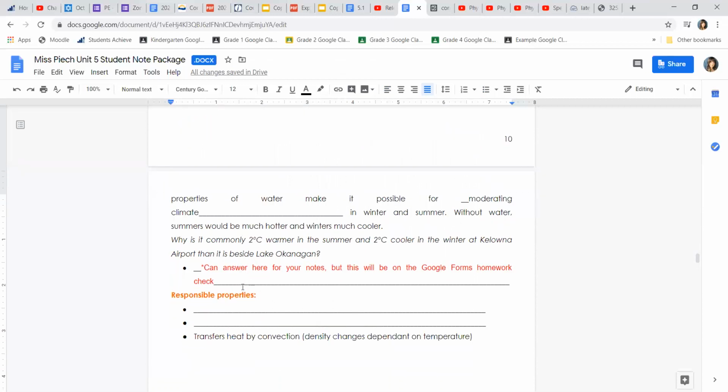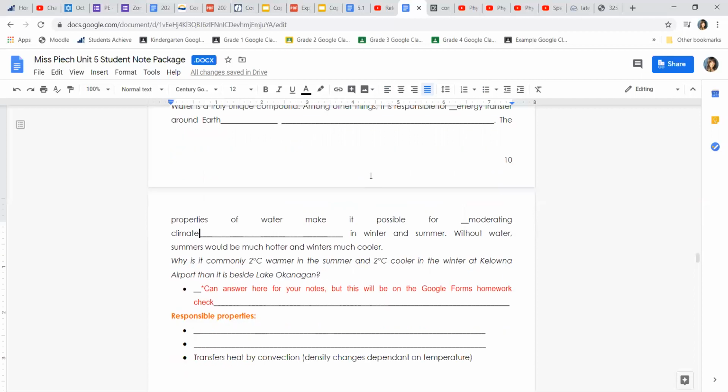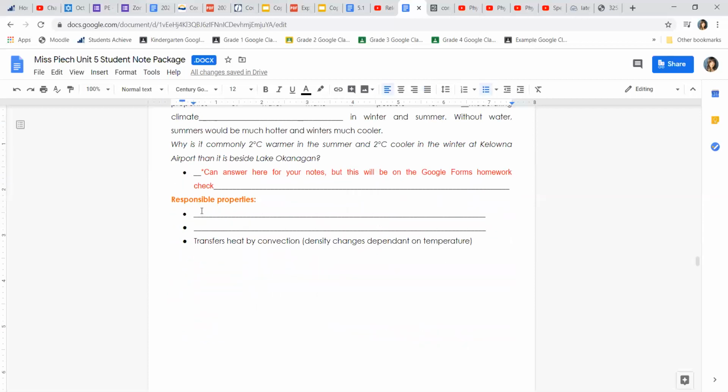And so I'm going to have you think about this one. Why is it commonly 2 degrees Celsius warmer in the summer and 2 degrees Celsius cooler in the winter at the Kelowna airport than it is if you're right by Lake Okanagan? I want you to think about that, knowing that water takes a lot more heat and a lot longer to warm up compared to, let's say, air or even the land.